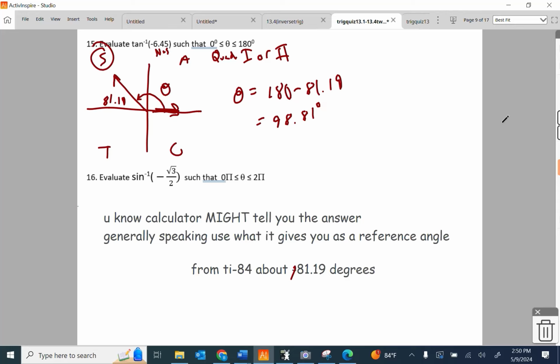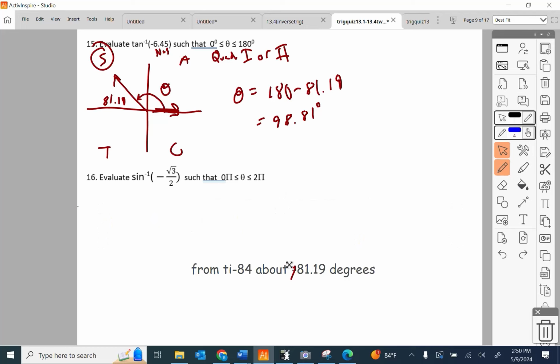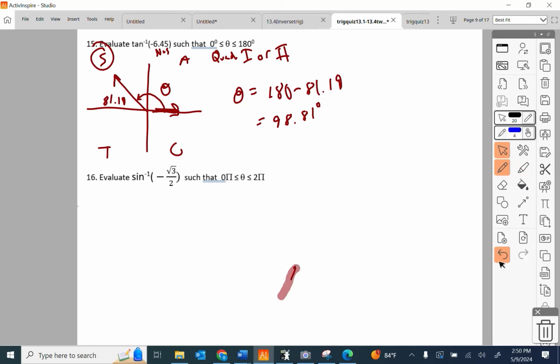Now what we got on 16? 16 is evaluate the arc-sine of the ratio such that the angle lies between 0 and 2 pi. And I'll do this two ways, okay? I will do it using the classical approach, which is to draw triangles, and then I'll do it using the unit circle approach.